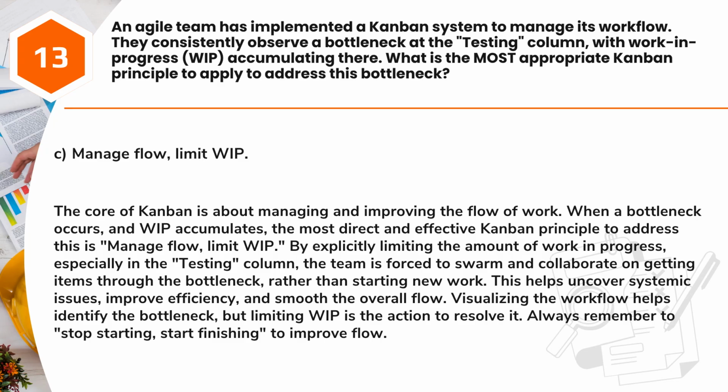Answer: C. Manage flow, limit WIP. The core of Kanban is about managing and improving the flow of work. When a bottleneck occurs, and WIP accumulates, the most direct and effective Kanban principle to address this is, manage flow, limit WIP. By explicitly limiting the amount of work in progress, especially in the testing column, the team is forced to swarm and collaborate on getting items through the bottleneck, rather than starting new work. This helps uncover systemic issues, improve efficiency, and smooth the overall flow.